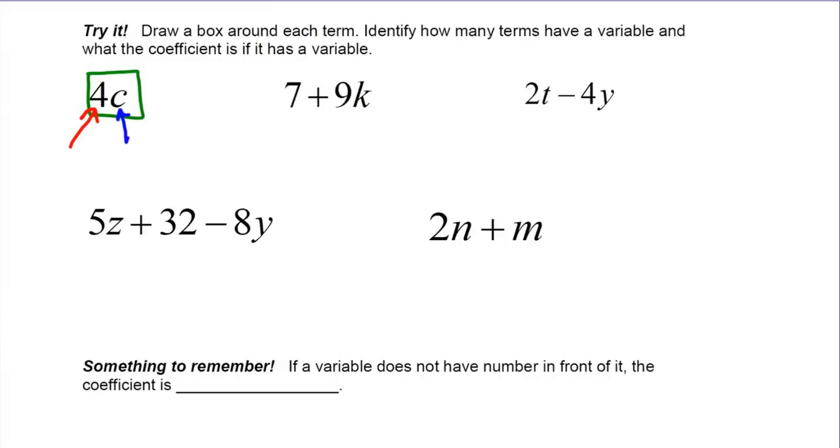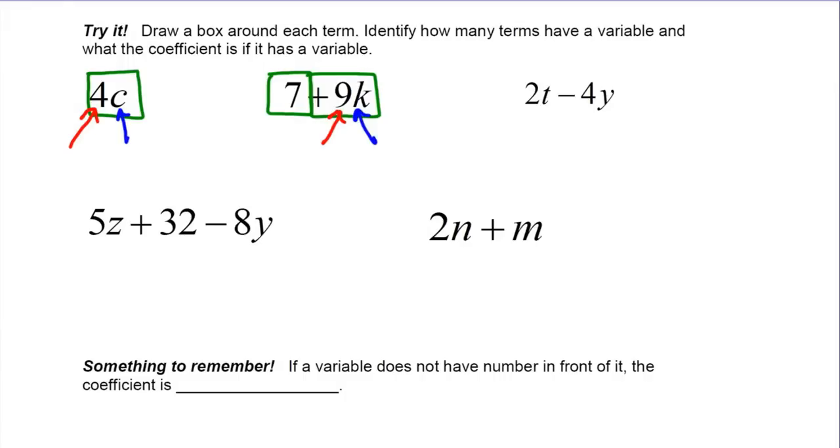The next one, we have 7 plus 9k. 7 and plus 9k are the two terms. We have two terms here. The first term does not contain a variable, so 7 is not a coefficient. But the second term does contain a variable. The variable is k, and the coefficient is 9. Okay, so 9 is being multiplied by k. We call 9 the coefficient. Again, 7 is not a coefficient. That's something different. We're going to get to that in a second.